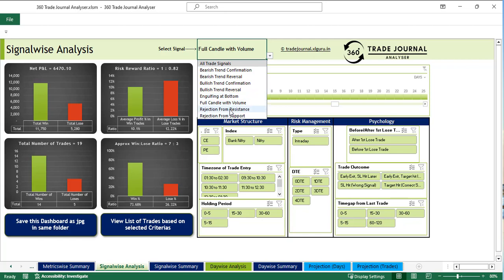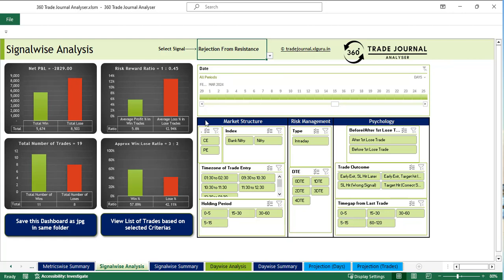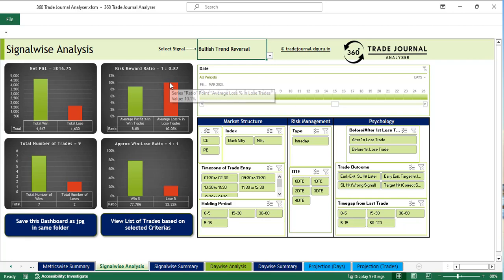Maybe you can select another, rejection from resistance, like the market is going up and it started falling, where I have a good win ratio but the risk reward ratio is not good, so I can improve those trades, right? I can plan accordingly. Yeah, bullish trend reversals tend to give good results, maybe. Here you can see 4 is to 1, there is a 77% win ratio and this risk reward ratio, which is very good, in my view.